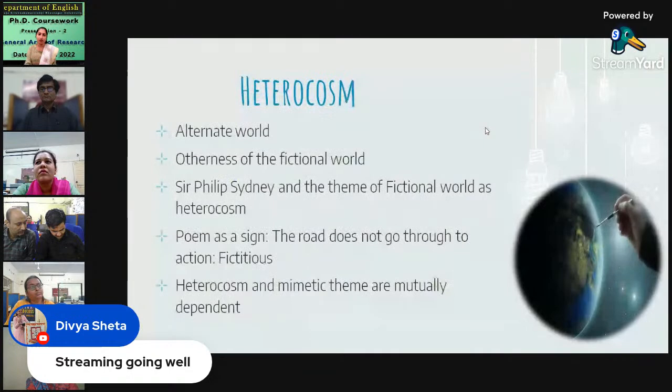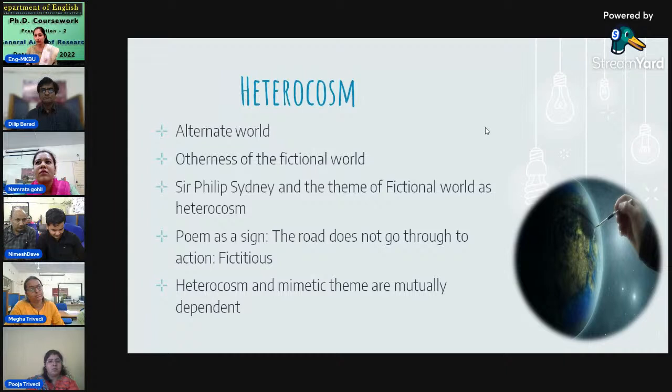Another word we need to understand is heterocosm. Now, cosmos, we are familiar with this word cosmos. Heterocosm means alternate world or alternate universe. So the world which is projected in fiction is heterocosm, means alternate world. The world which the artist is creating is not his world, but that is totally different one. It's a fictional world he has created.